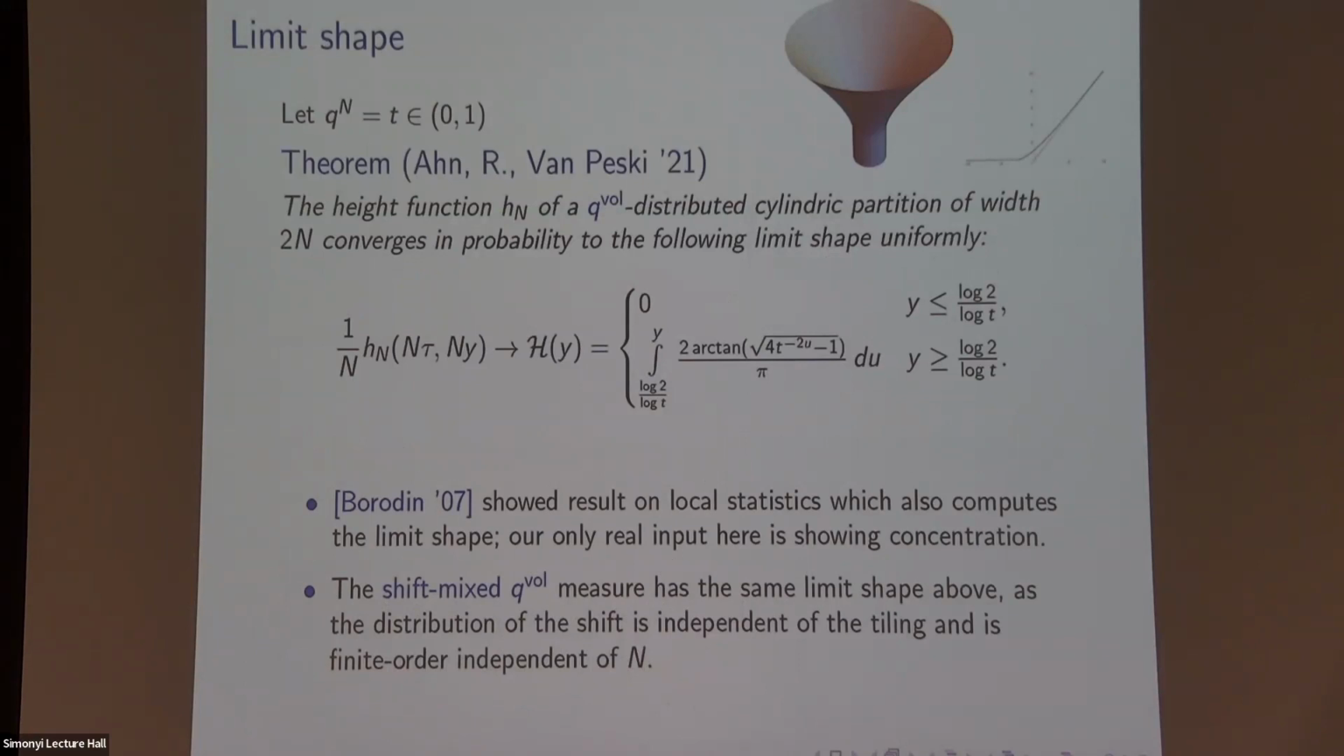First of all, what we did, we computed the limit shape for the height function for both q to the volume measure and shift-mixed q to the volume measure. They're both the same, given by this formula. It's not very important what it is right now. And if you think about how it looked, there is a graph of the limit shape. Note that earlier Borodin showed a result on local statistics, and our only real input here is showing concentration. So this is not our main result.